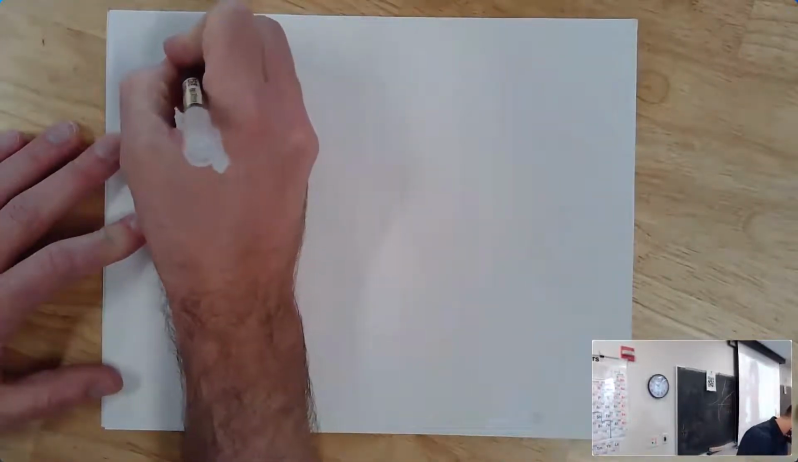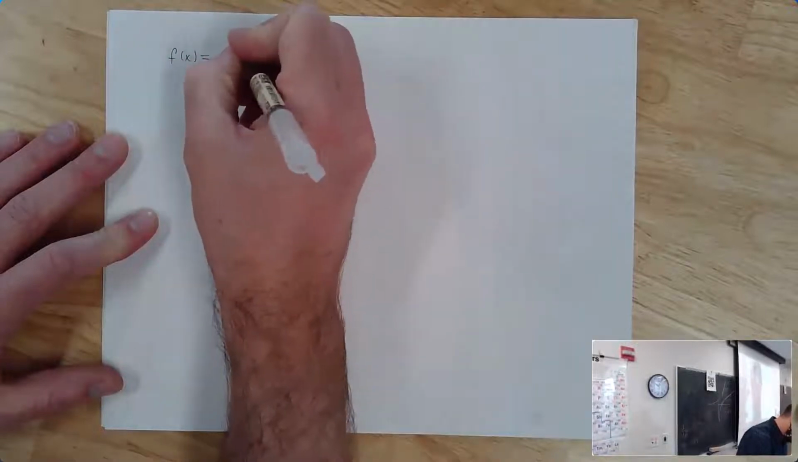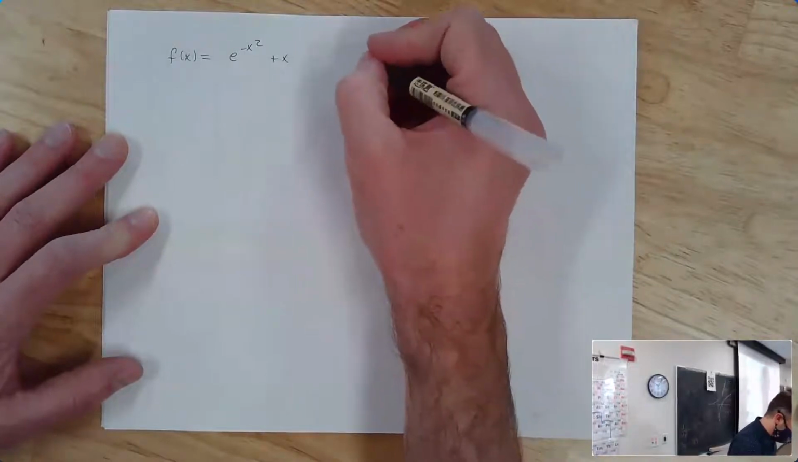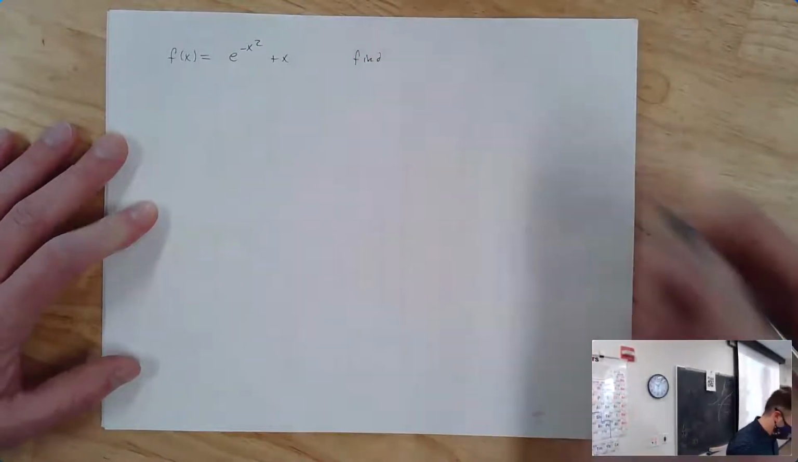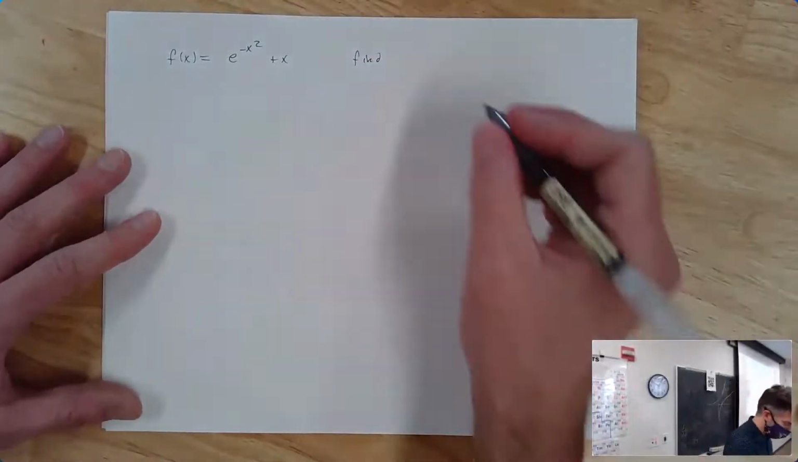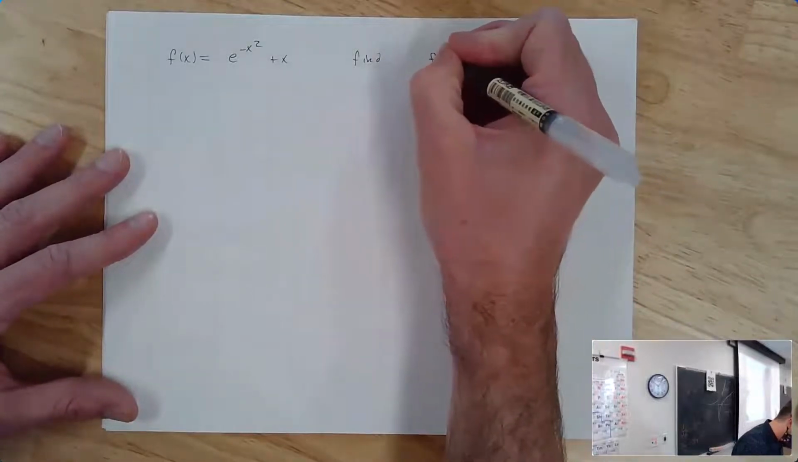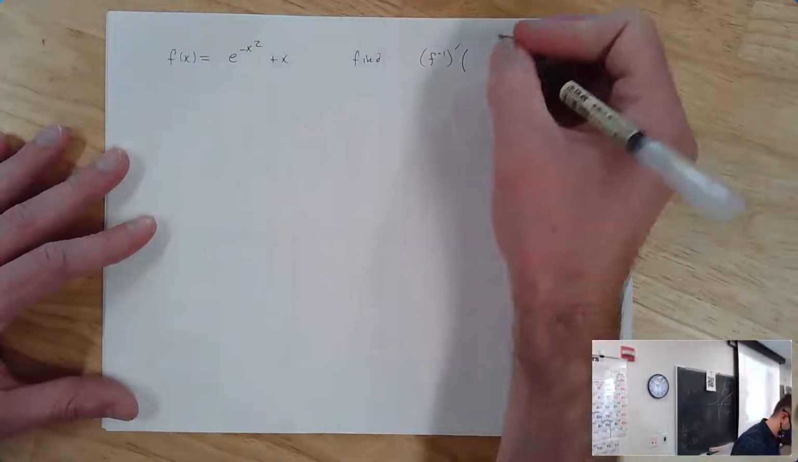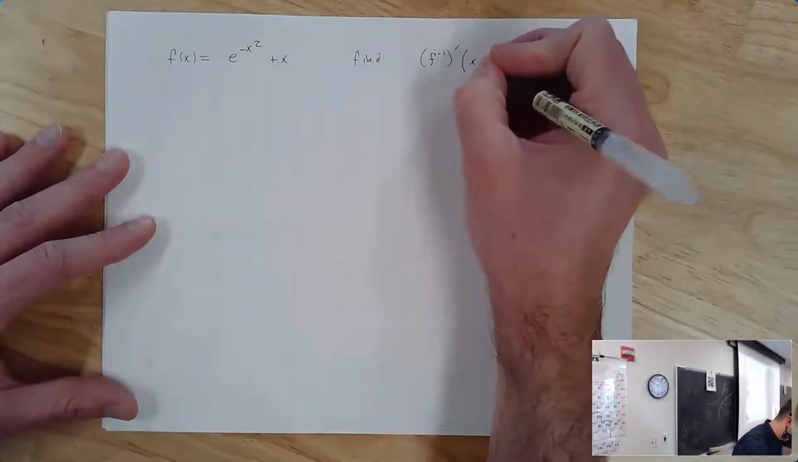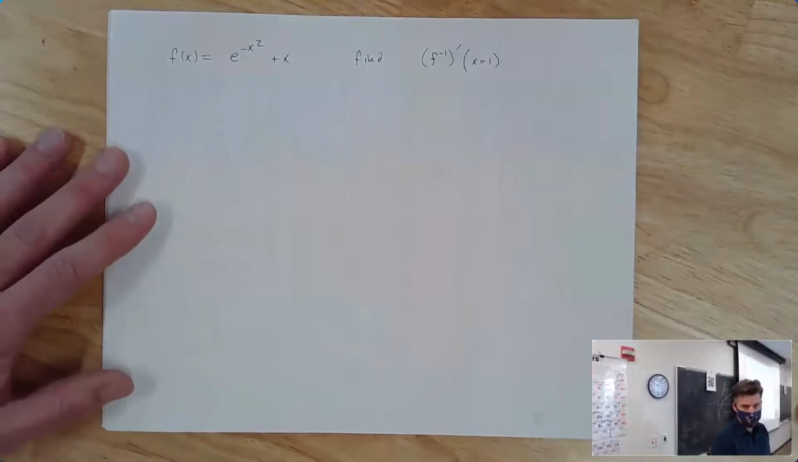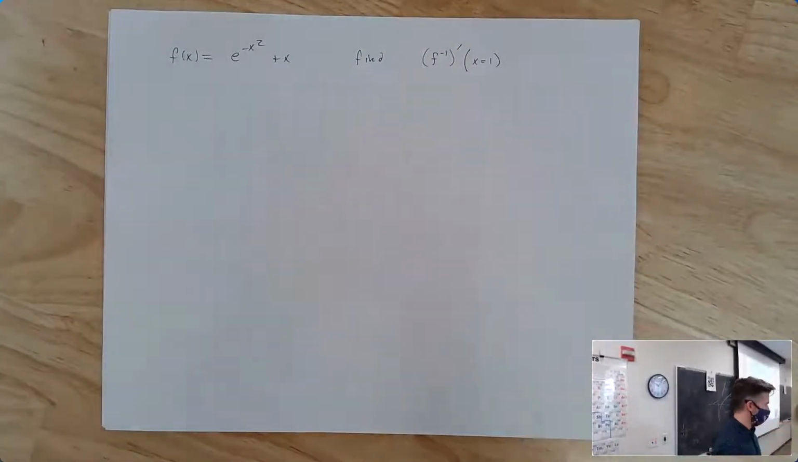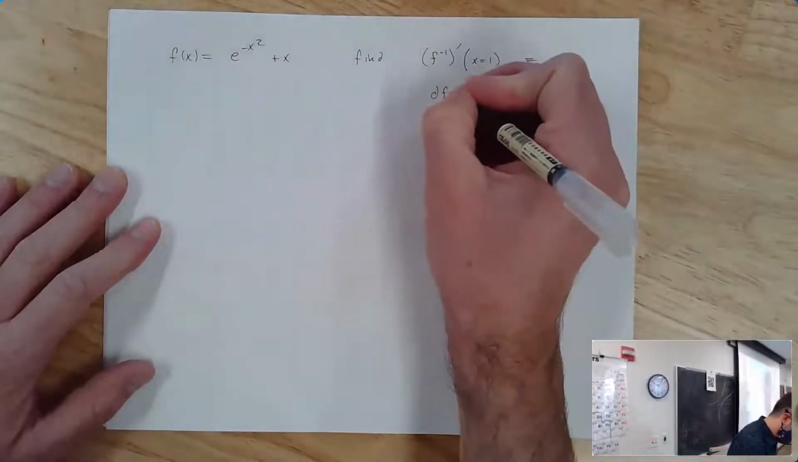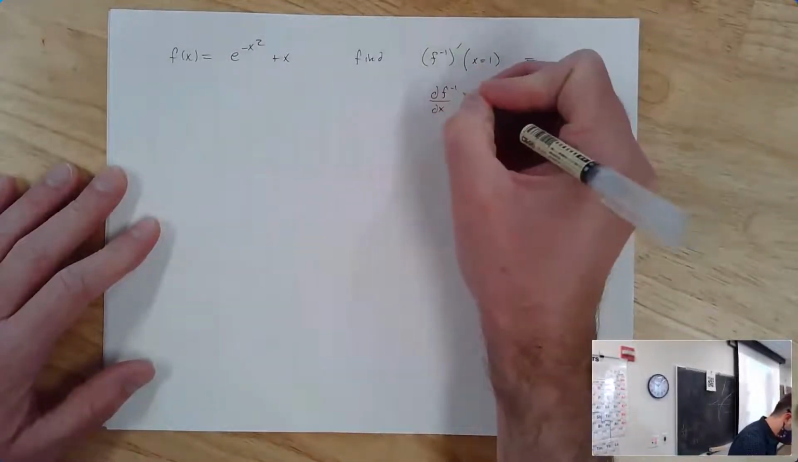For f of x equal to e to the negative x squared plus x, I want to find, there's a couple ways you could write this. I'm going to write it a terrible way first: the derivative of f inverse evaluated at x equal to 1. Normally, people often prefer to write this as the derivative of f inverse with respect to x.